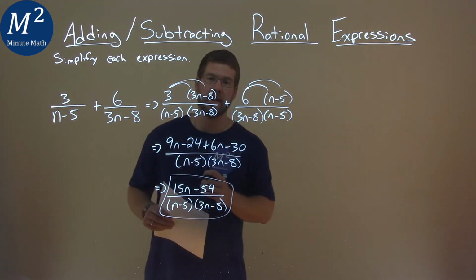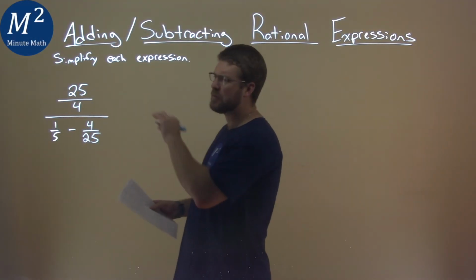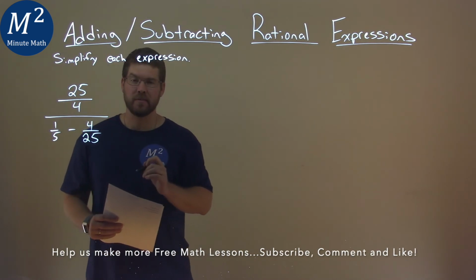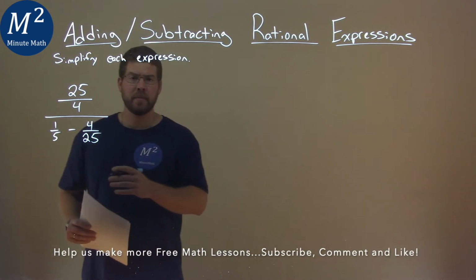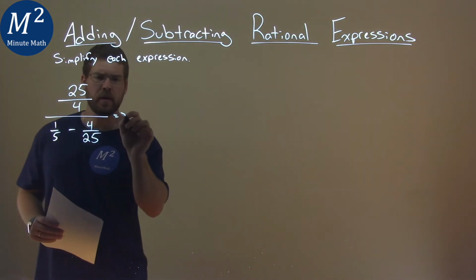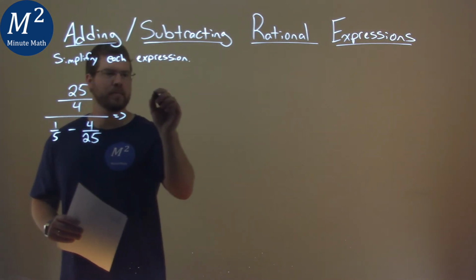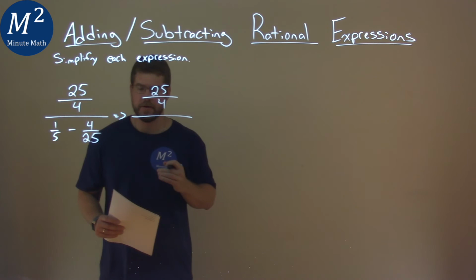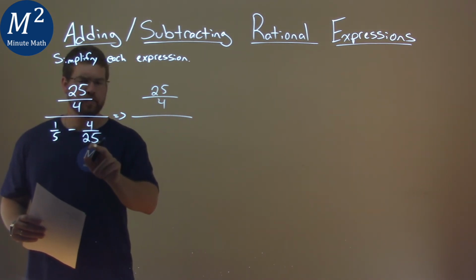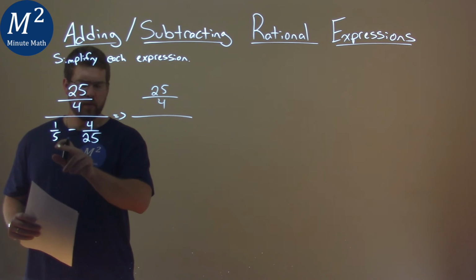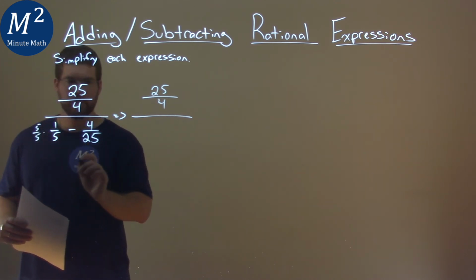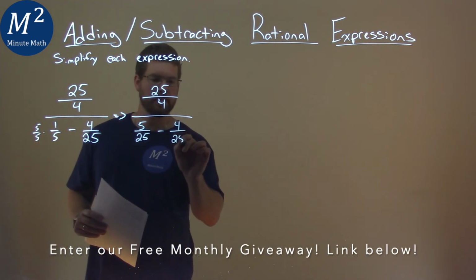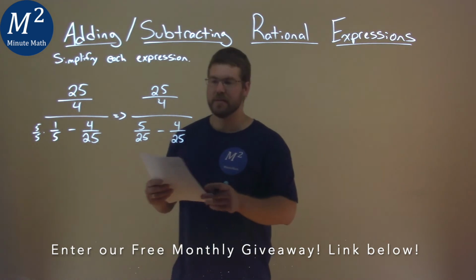We're given this problem, 25 over 4 over 1/5 minus 4 over 25, and we gotta simplify this expression. Now this is a doozy of a problem, lots of fractions, but we can do it. Let's start small, start with this right here. I want to have a common denominator here, and I see a 25, and this is just a 5. So if I multiply this by 5 over 5, we then have 5 over 25 minus 4 over 25, and now we have a common denominator.